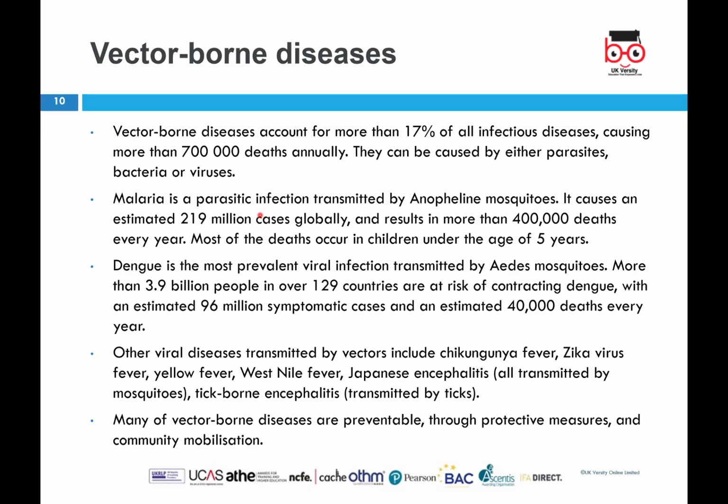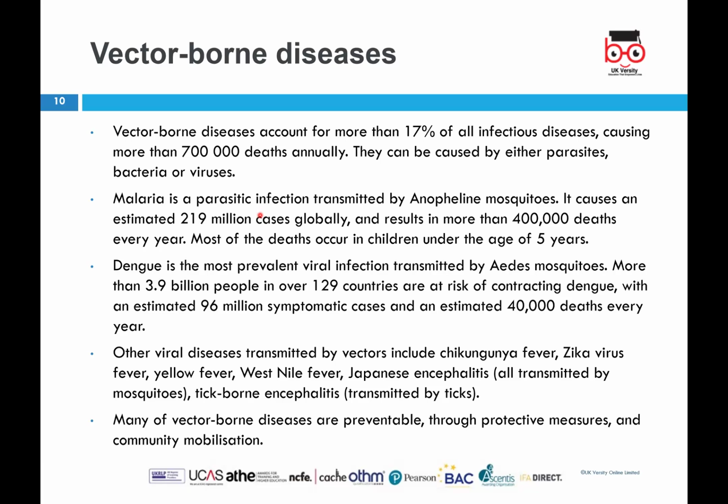Dengue is also a very difficult infection to tackle. It's the most prevalent viral infection transmitted by Aedes aegypti mosquitoes. More than 3.9 billion people in over 129 countries are currently at risk of contracting dengue hemorrhagic fever or dengue fever. There are an estimated 96 million symptomatic cases, and an estimated 40,000 deaths every year.